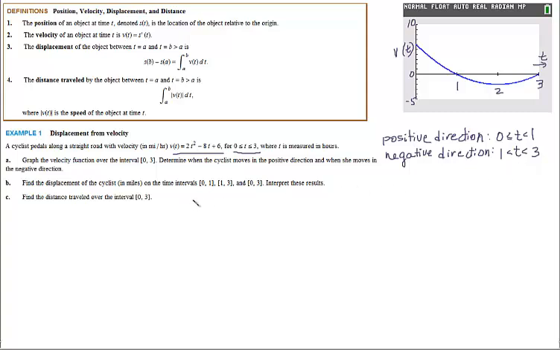Alright, to find the displacement. Okay, displacement, here she is right here. Find the displacement at those particular intervals. So I'm going to find the displacement from 0 to 1. That's going to be the integral of 2t squared minus 8t plus 6 dt. And I'm going to write that down for all of these and do those integrals.